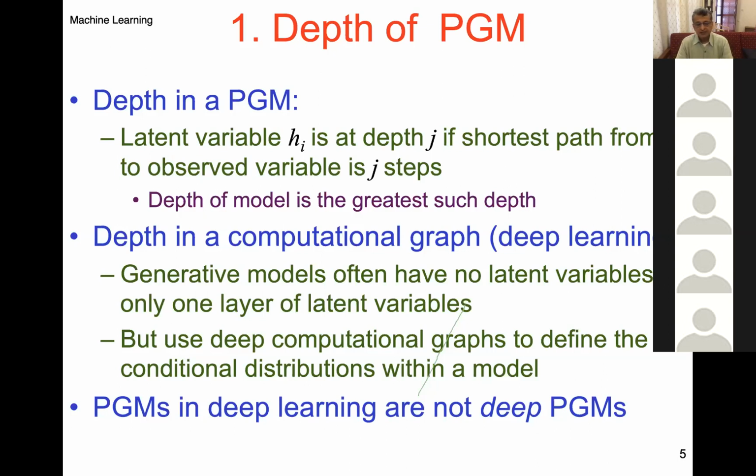And in these computational graphs, generative models often have no latent variables or only one layer of latent variables. So we don't necessarily have latent variables all over the place in deep learning. It might be one layer, two layers, three layers, and so on, but not necessarily as large as is possible in a general probabilistic graphical model. And we also say that probabilistic graphical models in deep learning are not deep PGMs. So they're kind of 2 layers, 3 layers, 4 layers, and so on.